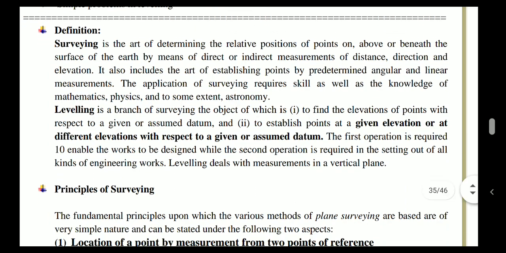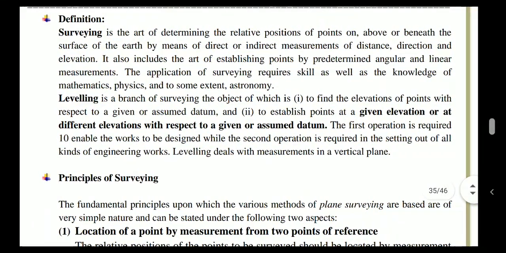Then what do you mean by leveling? Leveling is a branch of surveying, the object of which is first to find out the elevation of points with respect to given or assumed datum, then second to establish points at a given elevation or at different elevations with respect to given or assumed datum. The first operation is required to enable the work to be designed, while the second operation is required in the setting out of all kinds of engineering works.